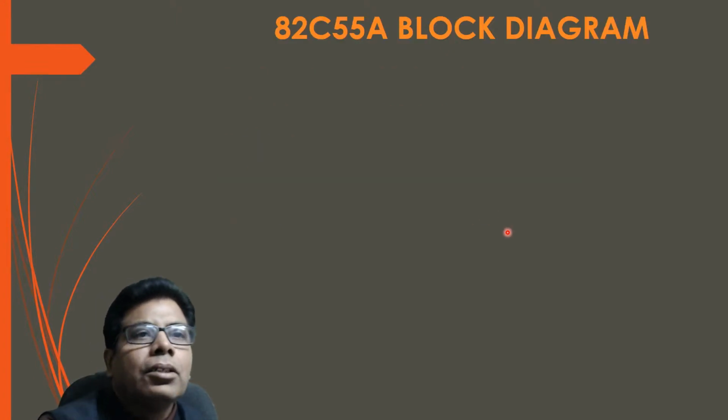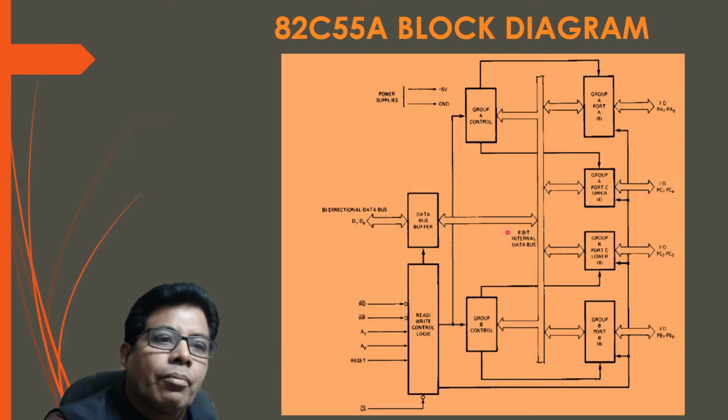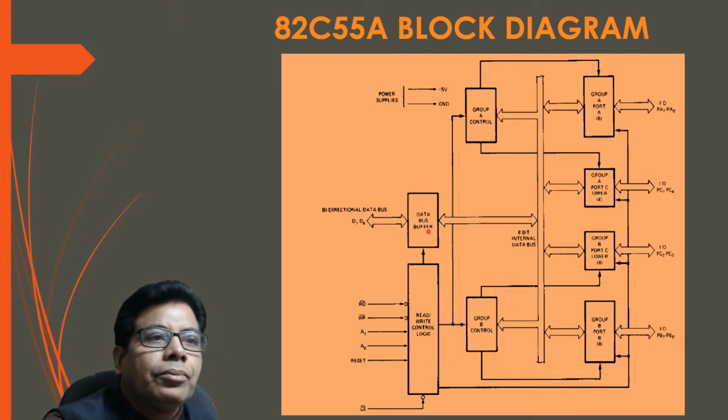Then let us see the block diagram of 8255. The first block is the data bus buffer. This is a bidirectional buffer and it is connected with the data bus. Then the second block is the read write control logic. It has the signals for read write operation and then the address lines A0, A1 and reset, and also it has one signal for the chip select, CS bar.